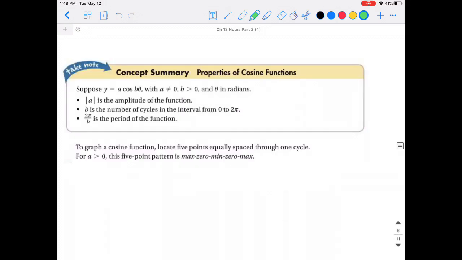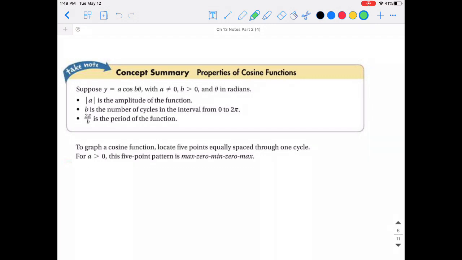Here is a concept summary for the properties of cosine functions, the same as the properties for sine functions. Now we're just talking about a cosine equation rather than sine. Suppose y equals a cosine b theta with a not equal to 0, b greater than 0, and theta in radians. The absolute value of a is the amplitude of the function. b is the number of cycles in the interval from 0 to 2 pi, and 2 pi over b is the period of the function.